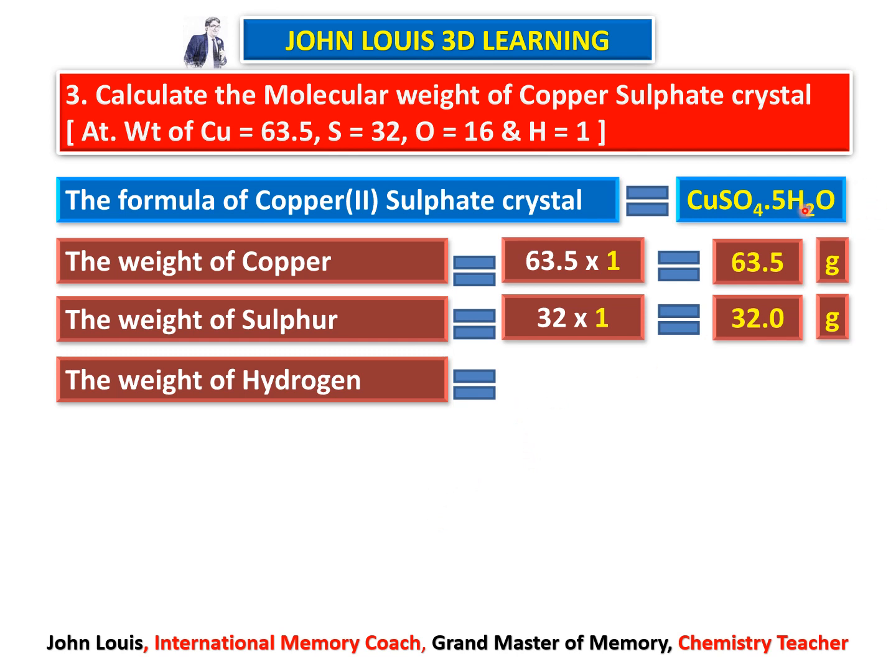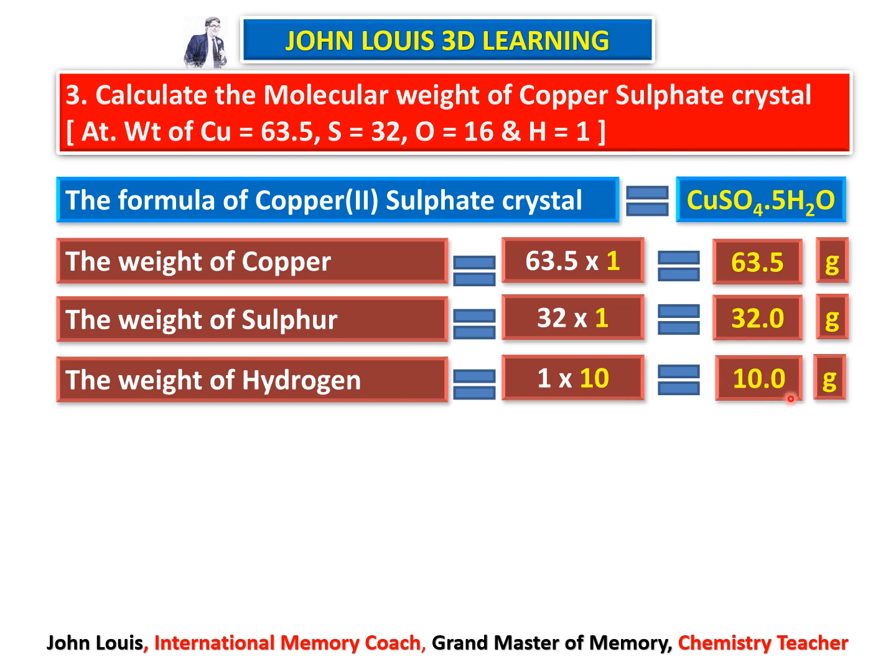And how many hydrogens are there? So here 5 H2O, therefore 5 into 2, 10 hydrogens are there. Therefore 1 into 10, atomic weight is 10, 10 hydrogens are there, therefore the total weight of hydrogen is 10 grams. What is the last element?